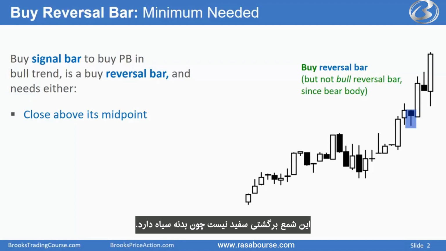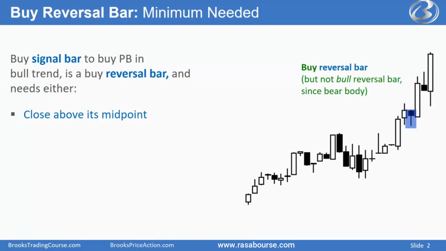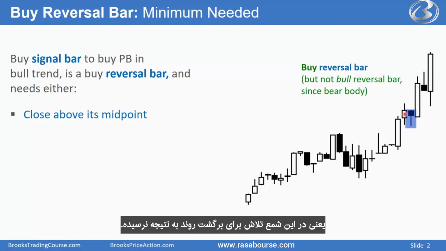This is not a bull reversal bar because it has a bear body. So it's a bear bar, but it is a buy reversal bar. It's reversing an attempt to reverse the trend. So the bulls are reversing the market back up again. And you see that by the bar closing above its midpoint.